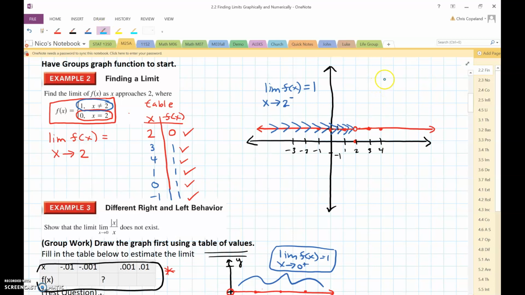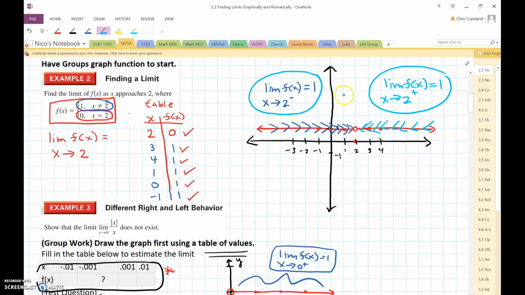And let's look at the limit of this function as x is approaching 2 from the right. So now coming this way. The limit of this function as x is getting closer and closer to 2 coming from the right, again, that's going to be approaching 1. If the limit of the function as x approaches some number coming from the left and the right, if those values are the same, then overall we can say the limit of this function as x approaches 2 would also equal 1.